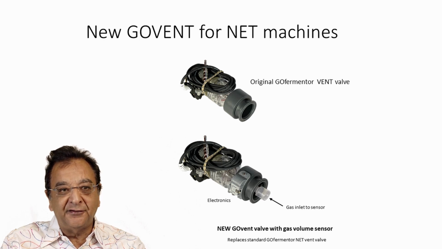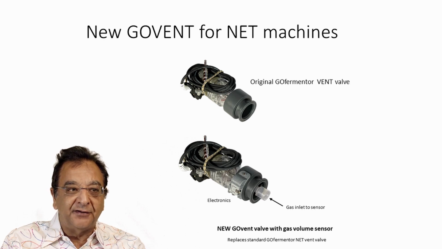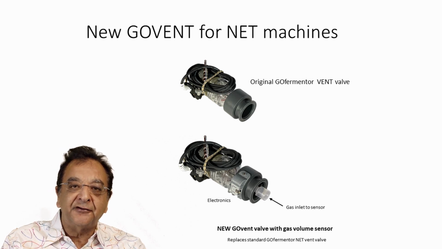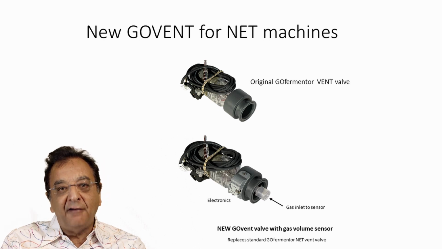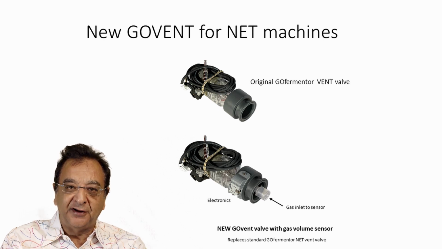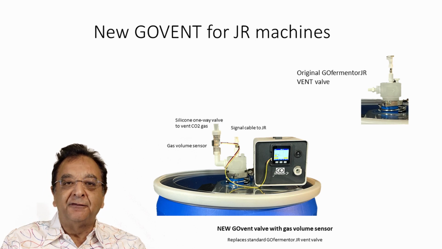It's got the electronics strapped to the side of it, and it's got a gas inlet that funnels the flow into the sensor. It replaces the standard vent valve. And we're actually going to have a program for our customers where you can return the original vent valve, and we'll upgrade it to a vent valve with the CO2 sensor in it. The same device is also available for JR.